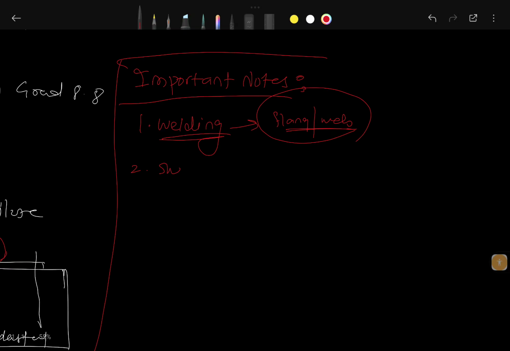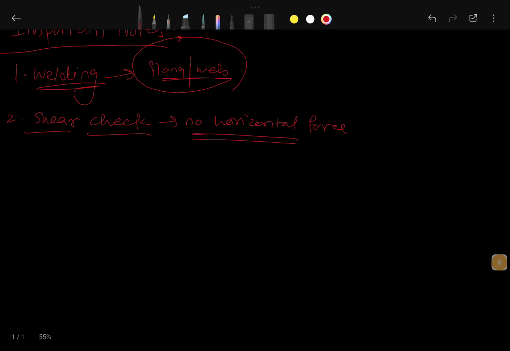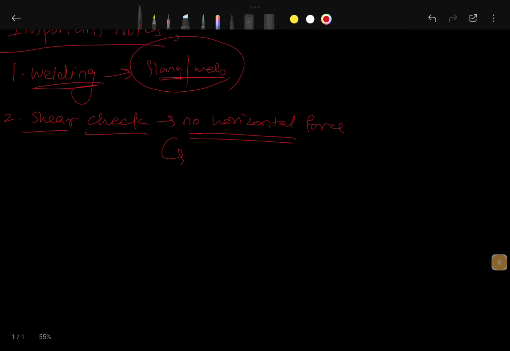Second point, shear check. In this case we consider no horizontal forces, only vertical force. Shear is transferred by friction and bearing of the bolt. If significant horizontal force is present, a shear key may be required. If horizontal force is coming into the structure, then we provide a shear key.